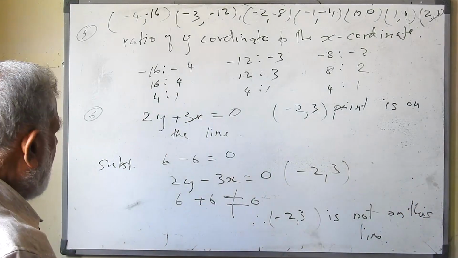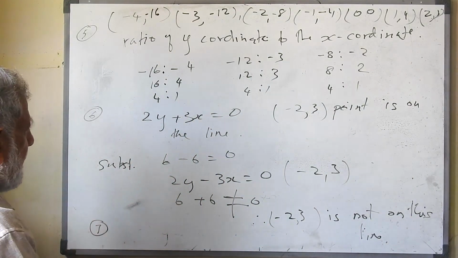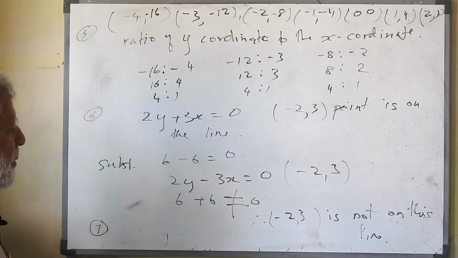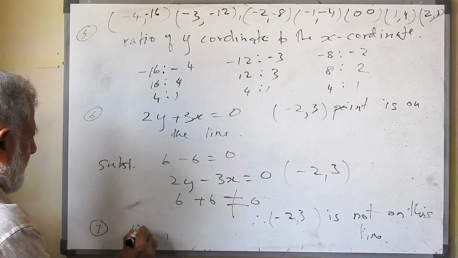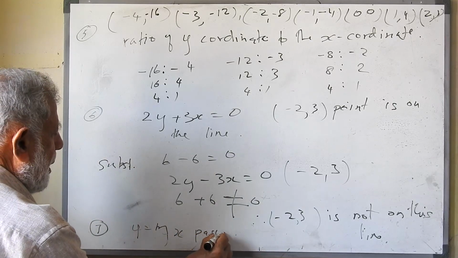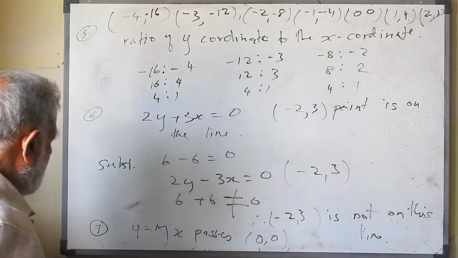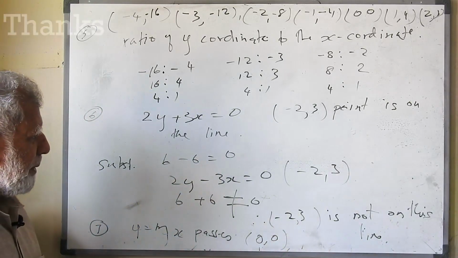And finally, one more thing you have to notice is that all these lines y is equal to mx, the line y is equal to mx, pass through 0, 0. These points you should remember.